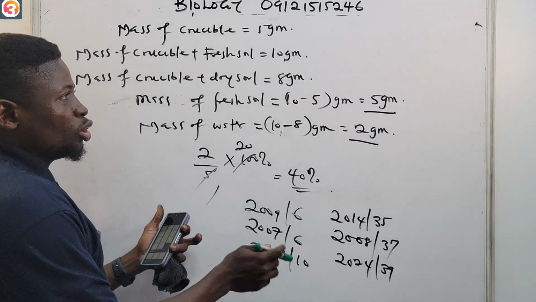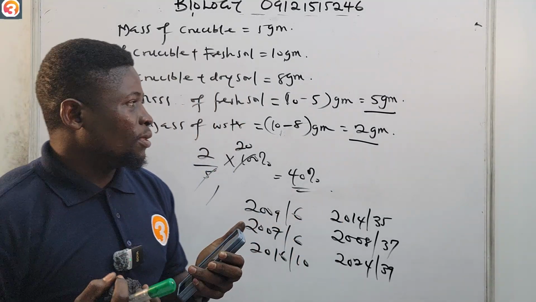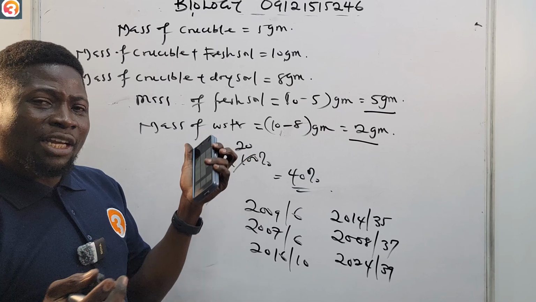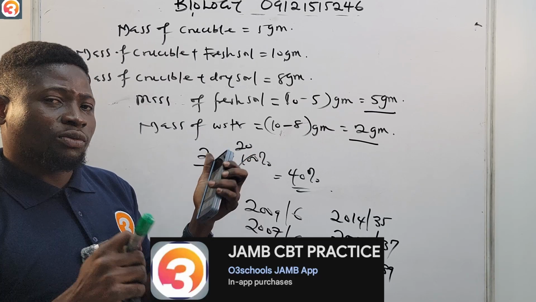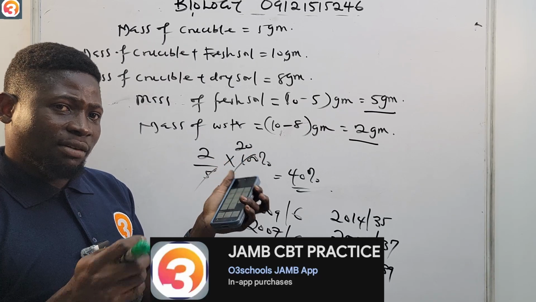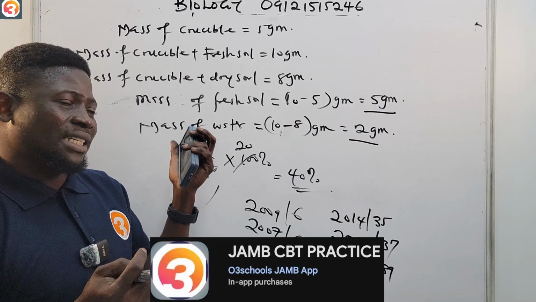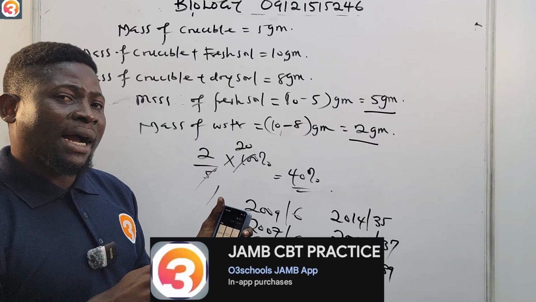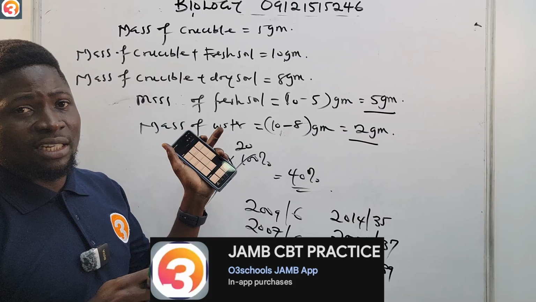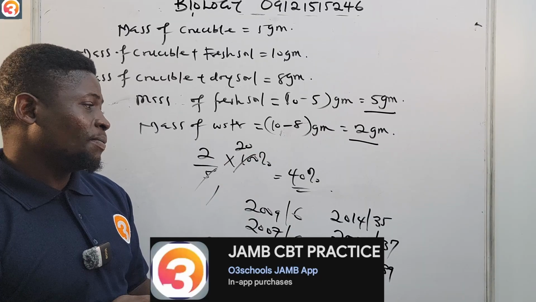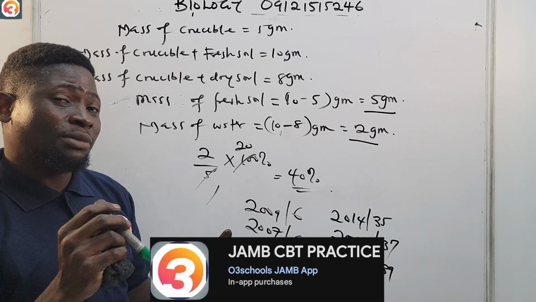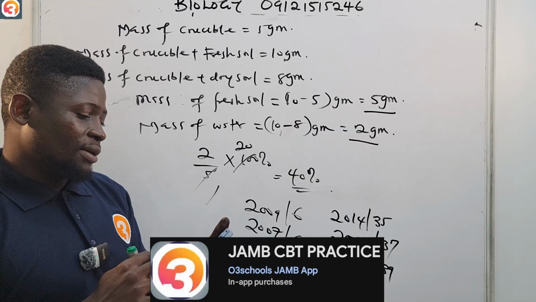Please ensure you do all of them so that you can gain understanding. Use this, together with when we did determination of water in soil sample. We explained the experiment and I gave you the parameters. Go back again, look at it, and then look at this example. Then answer the questions and tell me the options in the comment section.